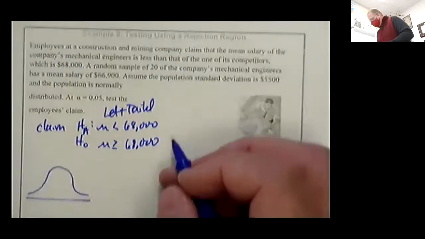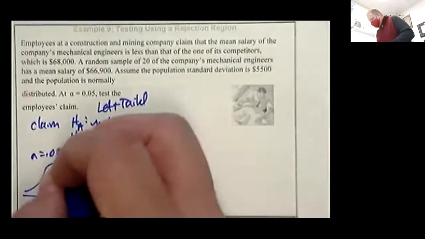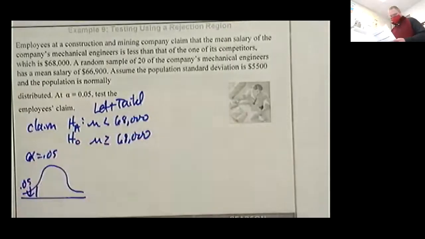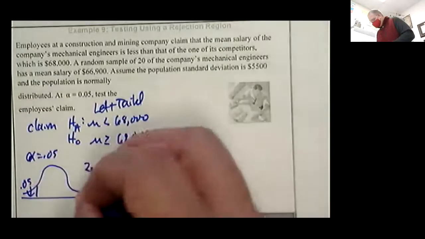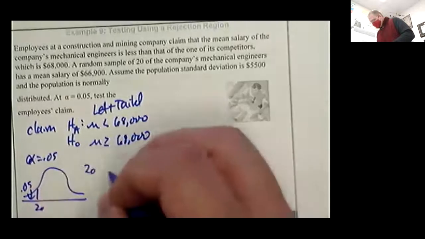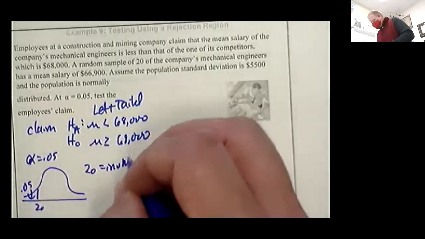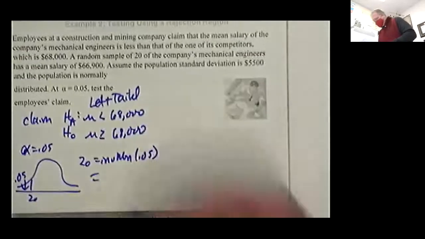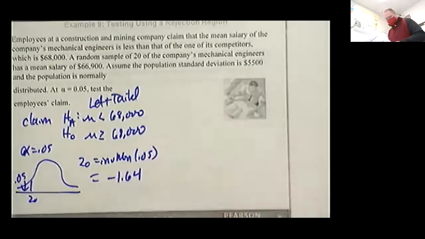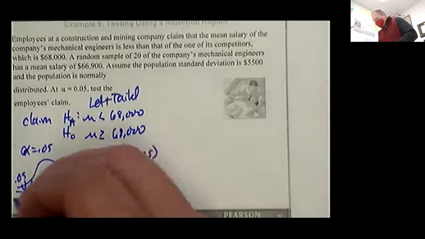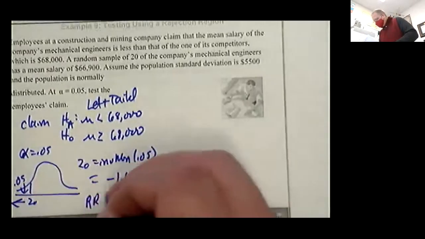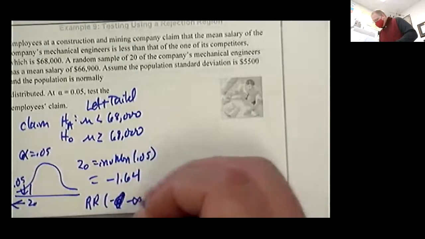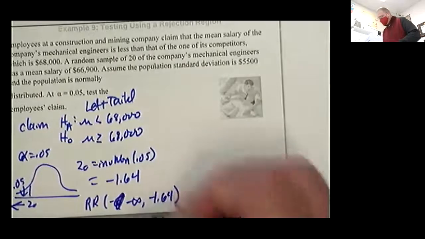Here we actually need our alpha. Our alpha is 0.05 because it's a left-tailed test. Then 0.05 is here. And so our Z naught score is inverse norm of 0.05. We're going to plug that into our calculator, and that is a negative 1.64. And that's going to the left. Therefore, our rejection region is negative infinity to negative 1.64.